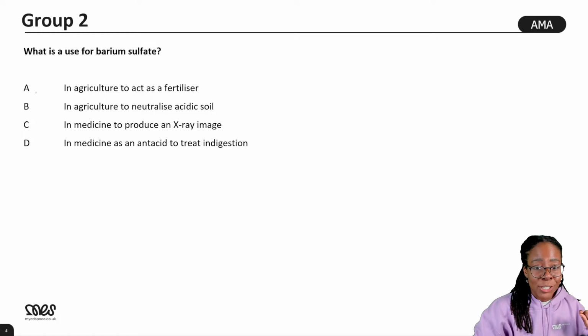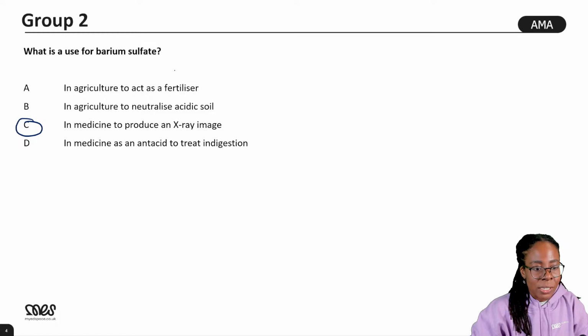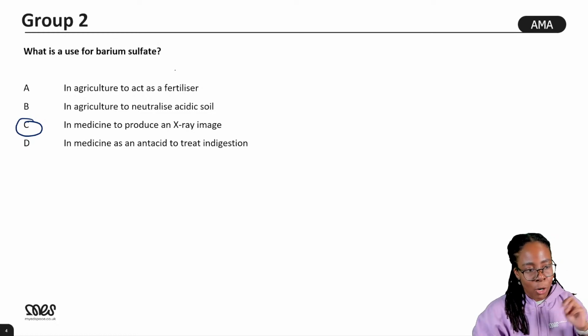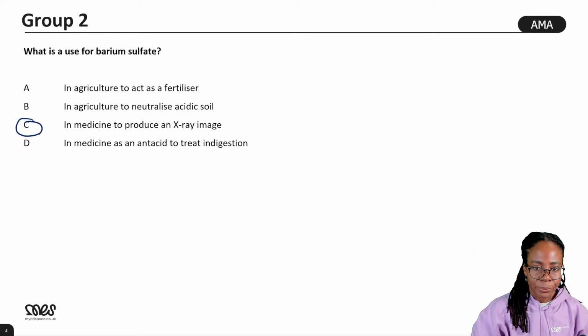Barium sulfate is used in medicine to produce an X-ray image. Okay, because it is insoluble. So it's not going to dissolve. Instead, the X-rays are going to be reflected so that we can see an image. Okay.